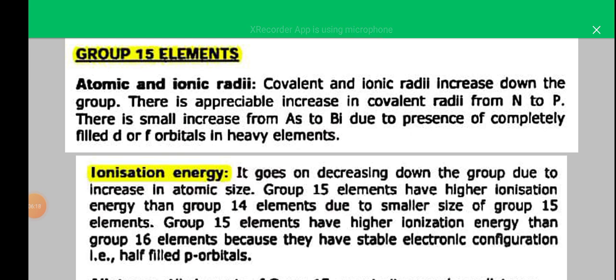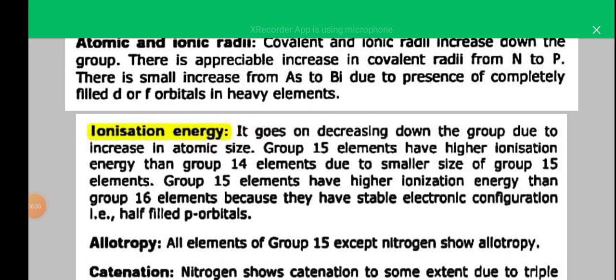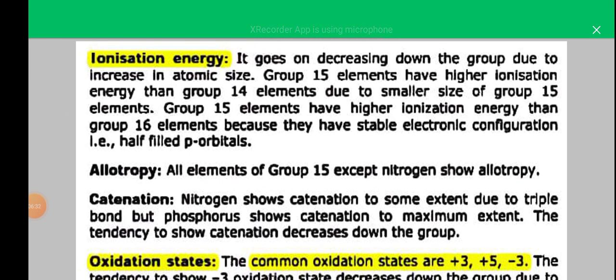Their atomic and ionic radii, covalent and ionic radii, increase down the group. This is a simple variation. Down the group their size increases. The ionization energy of group 15 elements goes on decreasing down the group due to increase in atomic size. Group 15 elements have higher ionization energy than group 14 elements due to the smaller size of group 15 elements.